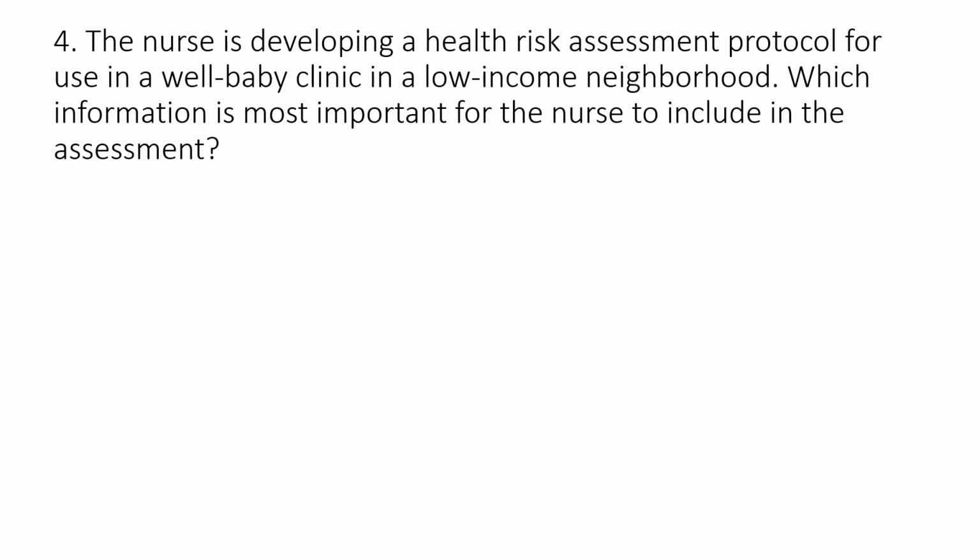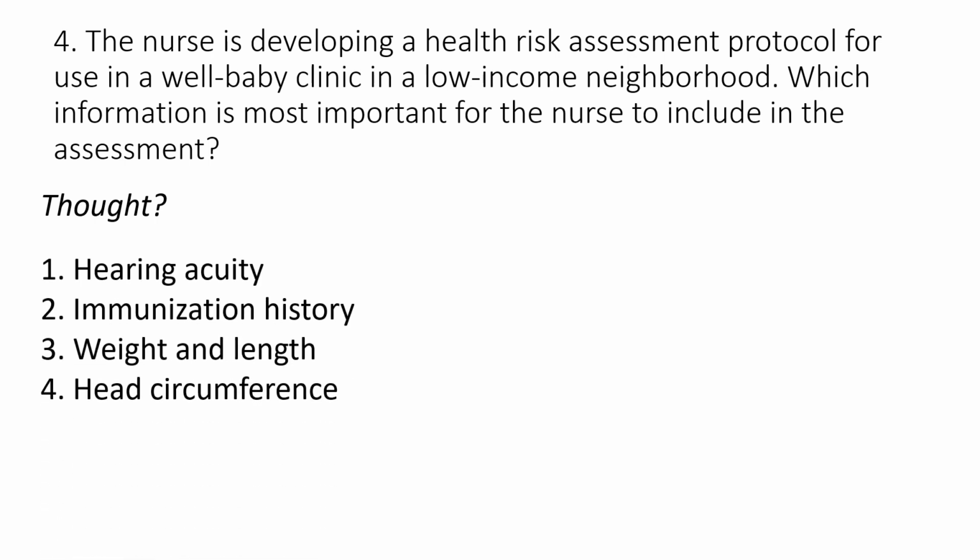Number 4, the nurse is developing a health risk assessment protocol for use in a well baby clinic in a low-income neighborhood. Which information is most important for the nurse to include in the assessment? Would you want to know about number 1, hearing acuity, number 2, immunization history, number 3, weight and length, or number 4, head circumference?